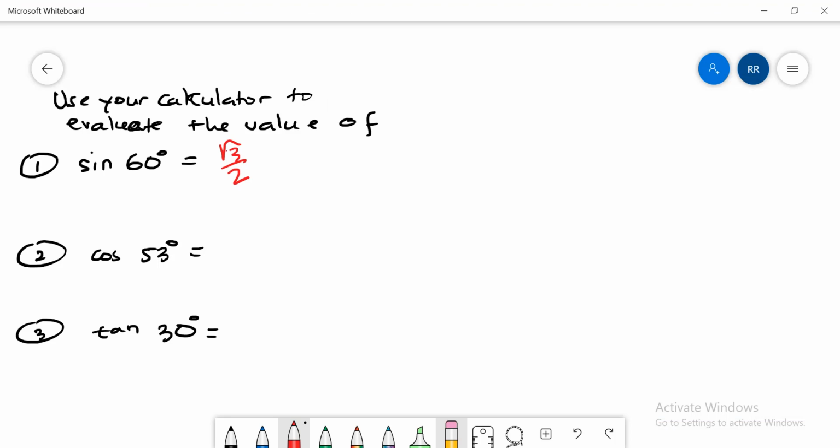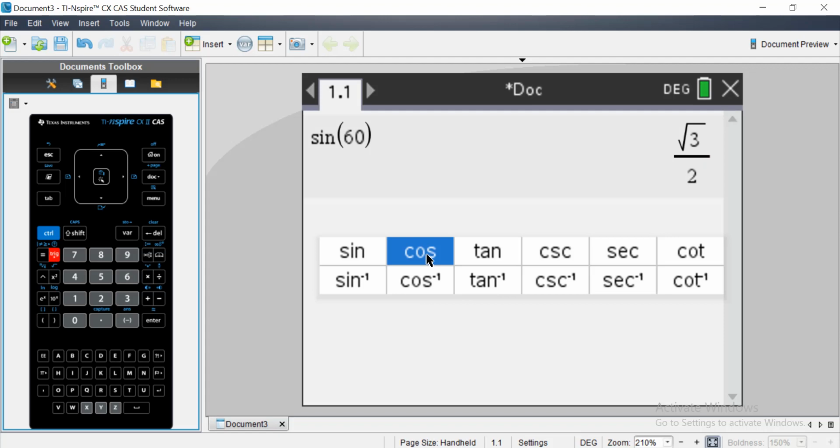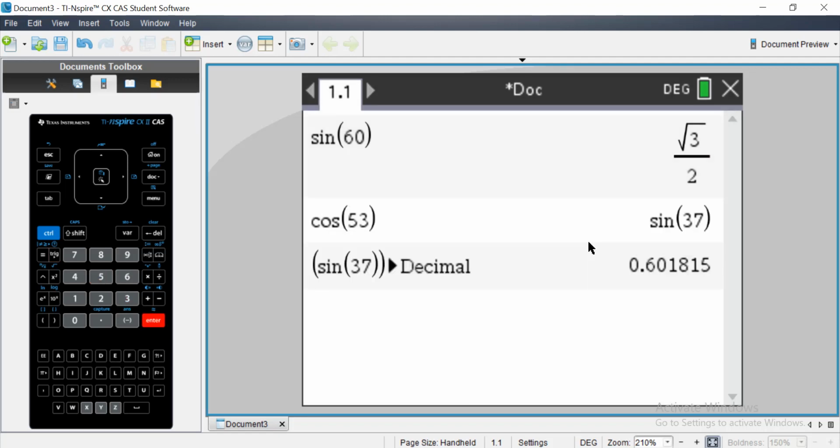Okay, the next question is cosine 53 degree. Again, you only need to write that down in your calculator. Okay, so in here I have 0.601815. So I'm going to round this up to 3 decimal place. So it will be 0.602.